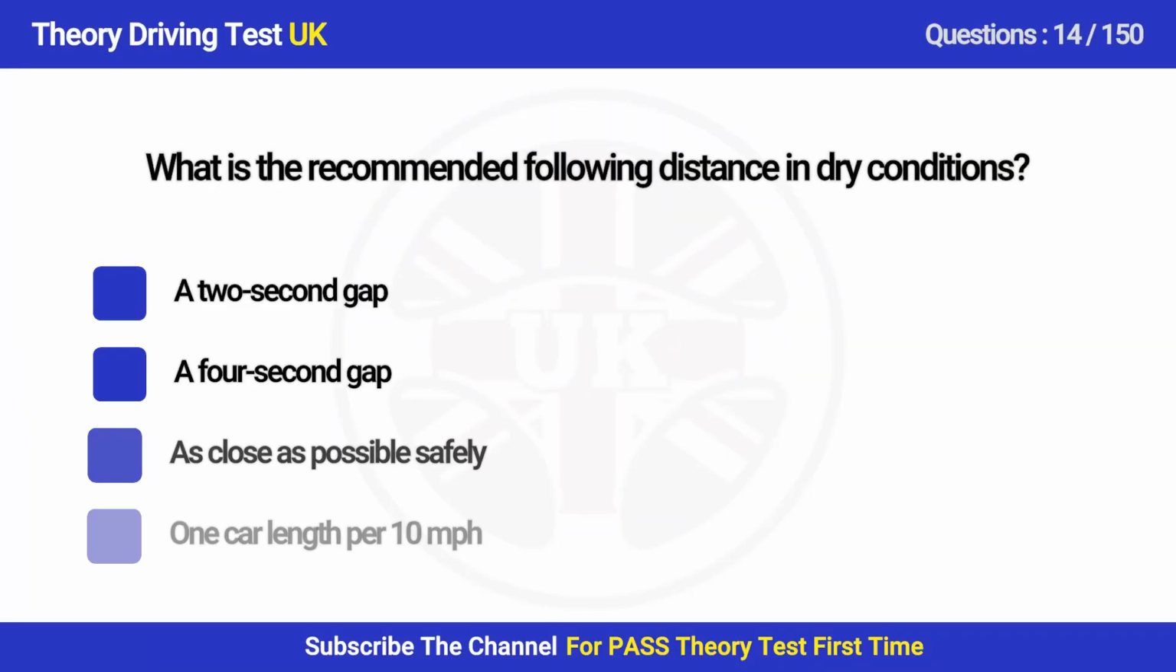Question 14. What is the recommended following distance in dry conditions? A gap. B. A gap. C. As close as possible safely. D. 1 car length per 10.